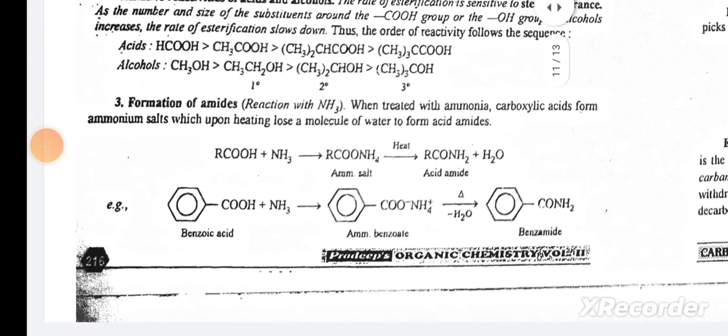Formation of amides: reaction with NH3. When treated with ammonia, carboxylic acids form ammonium salts, which upon heating lose a molecule of water to form acid amides. Ammonium salt to acid amide: benzoic acid, ammonium benzoate, benzamide.